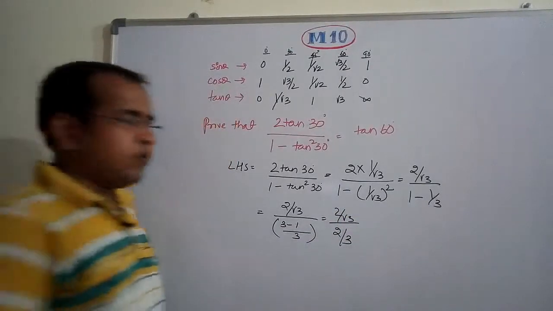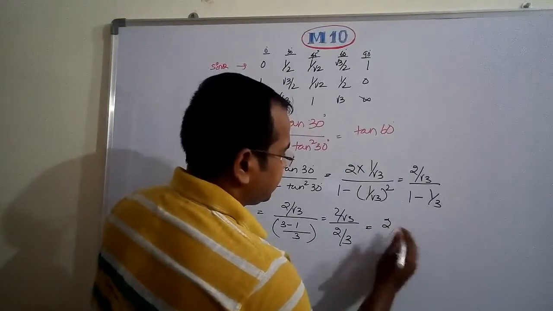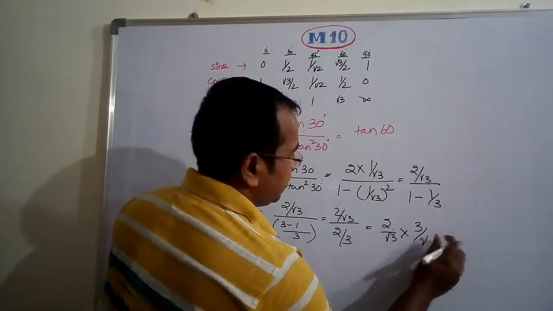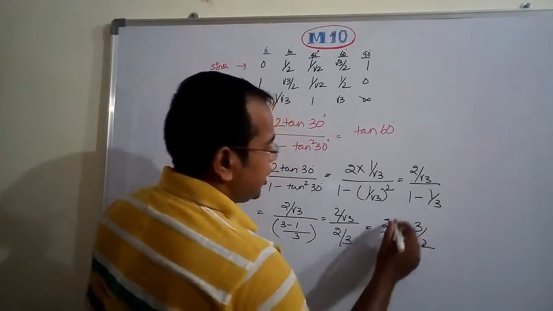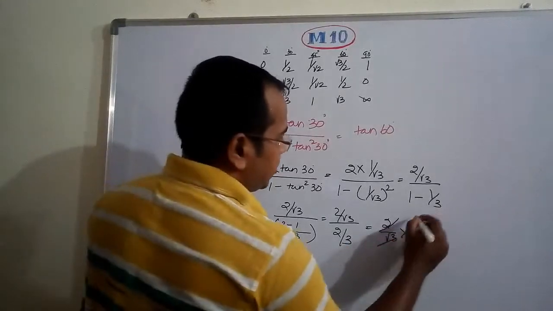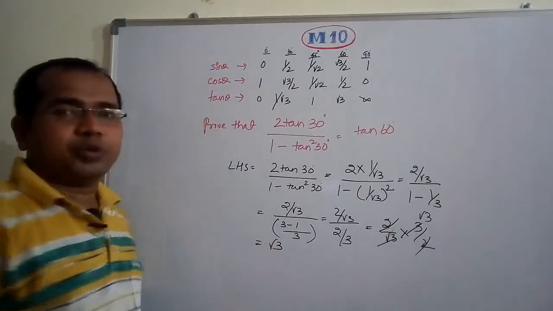Okay. Now what will you get here? See, 2 divided by root 3 into 3 divided by 2. Okay. This 2 will be cancelled out. This root 3 will be cancelled. Root 3 will get root 3. So you are getting LHS equals root 3.